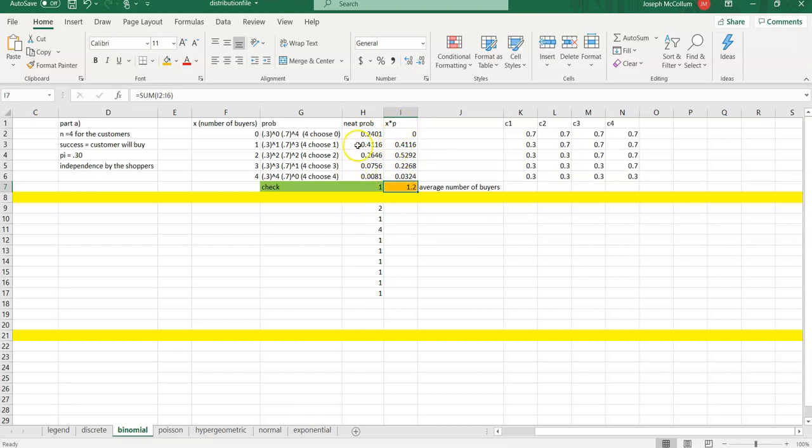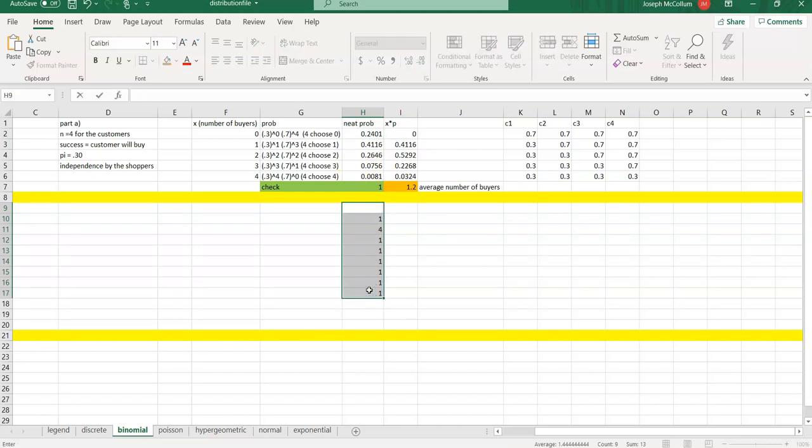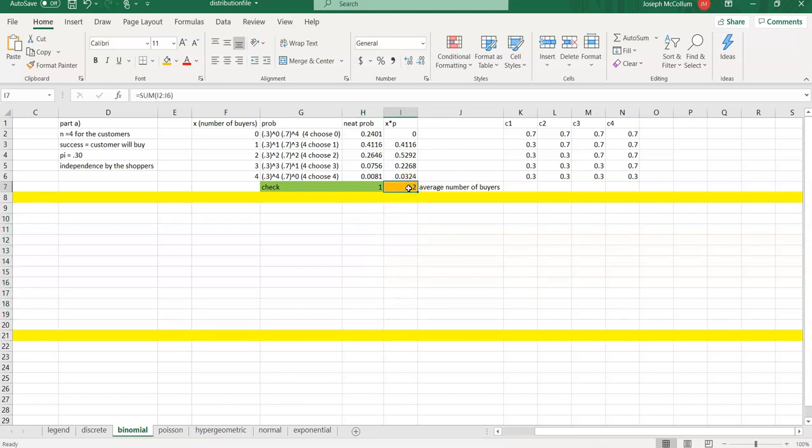The probability distribution, 24 out of 100 times, I better see a 0. 41 out of 100 times, I better see a 1, so on and so forth. So typically, when I run my trials, I should see this type of distribution of 2s, 1s, 0s, and 4s, so on and so forth. So that's what the 1.2 means.